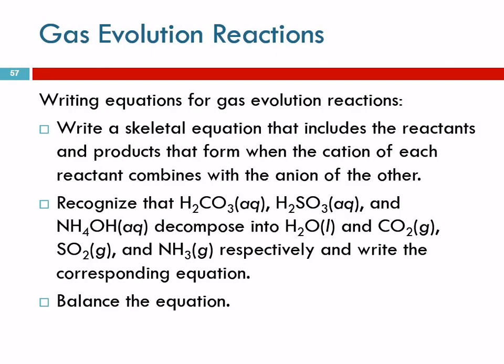So when we write equations for gas evolution reactions, we start with the skeletal equation, including the reactants and products. We're predicting products by swapping cations. We're switching partners, okay? Then this is the part that's a little different from the neutralization or the precipitation reactions. We need to recognize that these 3 compounds that we just looked at on that slide are decomposed into water and carbon dioxide, sulfur dioxide, or ammonia, respectively. And then we write the corresponding equation, and then we balance it.